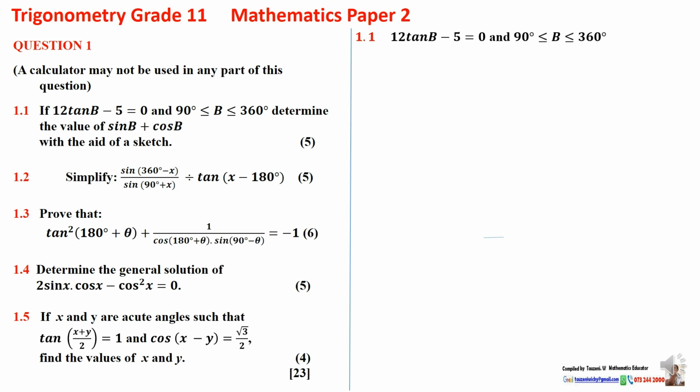That's number 1.1. Then you may expect application of reduction formulas and core functions. That's number 1.2 and 1.3. You may expect identities. And number 1.4, general solutions. And number 1.5, you may also expect some identities there, general solutions, and some calculations that are based on the basics of geometry. So let's have a look at how to answer this question.